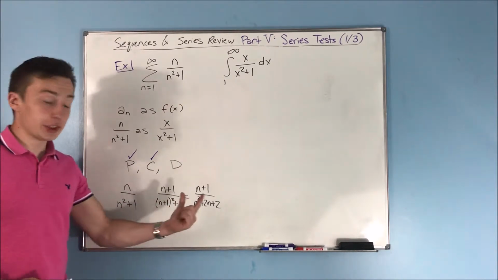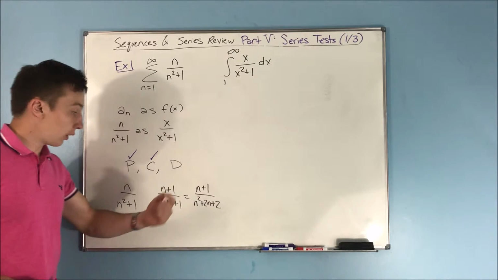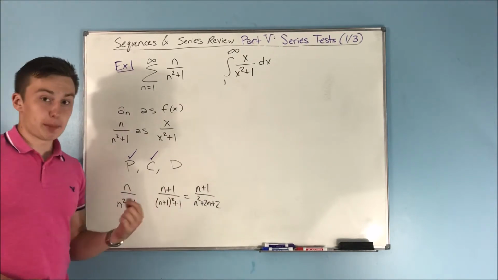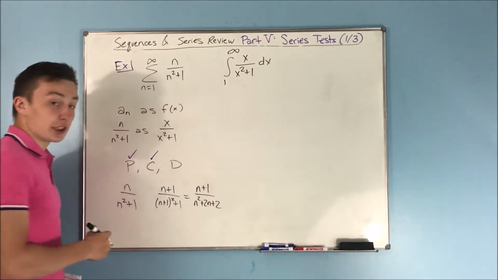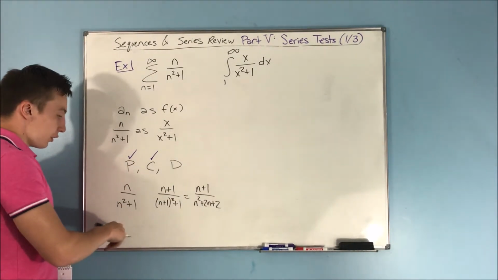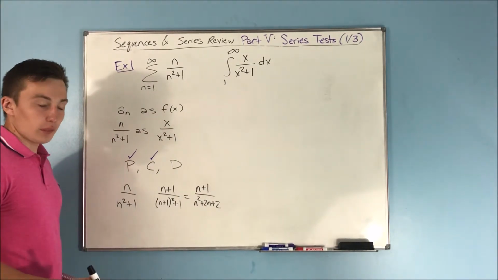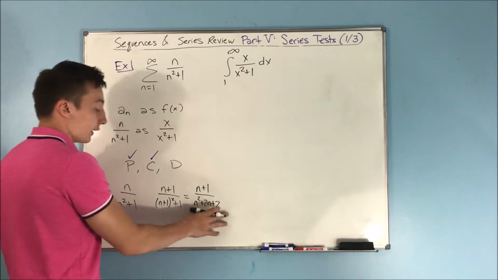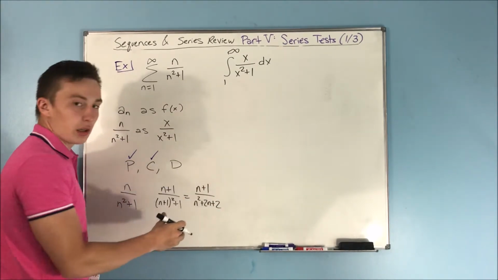And now what is the relationship going to be? Has the denominator changed by more, or has the numerator changed by more? Well, you can see here that the numerator has only changed by 1, whereas the denominator, you've added 2n to it, and you've also added 1. So obviously the denominator has changed more than the numerator, and you can tell that.